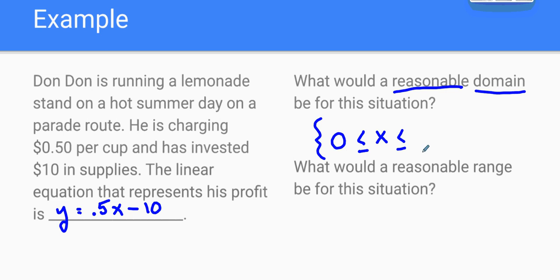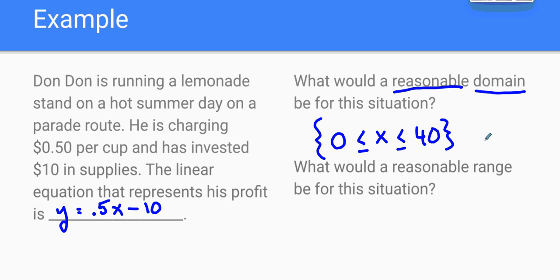Right? On the high end, this is where you might want to get a little more reasonable. There's no really right answer, but parades don't last all that long, but it is a hot day. So let's just say, for instance, he sells 40 cups of lemonade. That might be too low, it might be too high, but it's within the realm of reason. Don't say 4,000. He's not going to sell 4,000 cups of lemonade, and he's not going to sell negative 15. Put a reasonable value in there. So that's what our x could be.